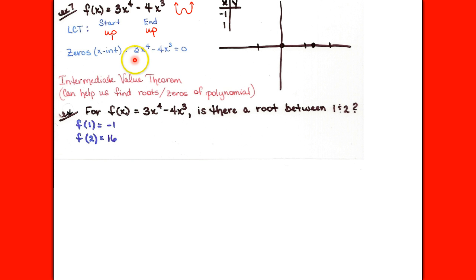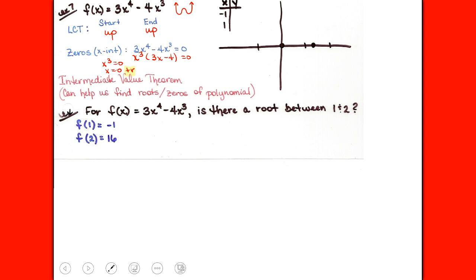So what's the first thing that we would do for this guy to solve it? All right, greatest common factor. So what could I take out? X cubed. So if we take out x cubed, we'll be left with 3x minus 4. All right, let's set each of those factors equal to 0. So we'll set x to the third equal to 0.